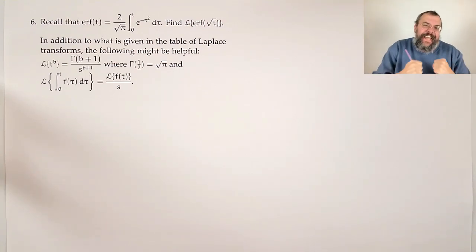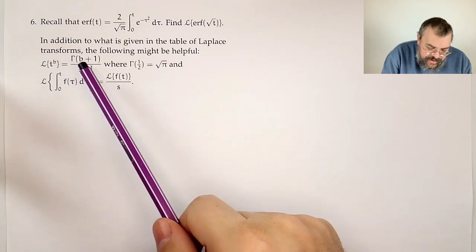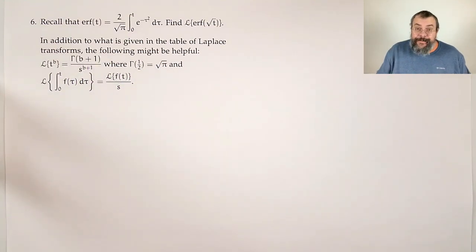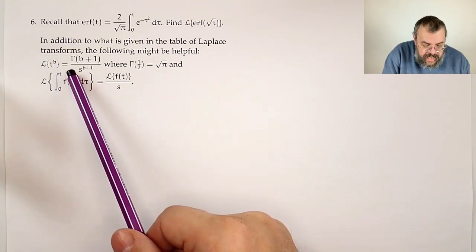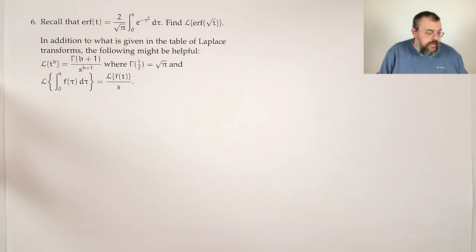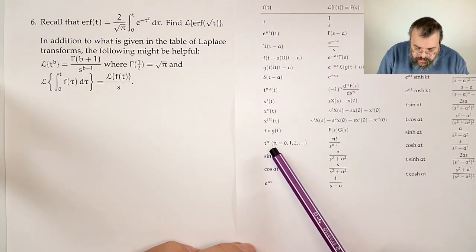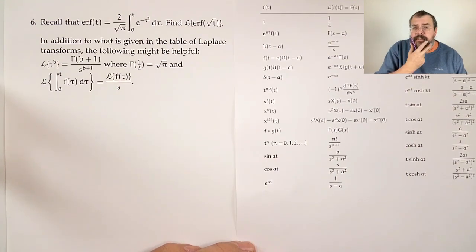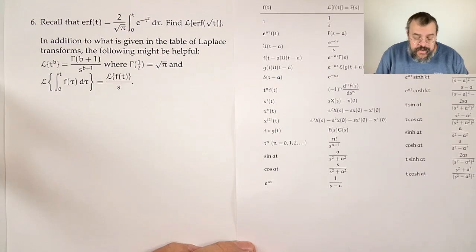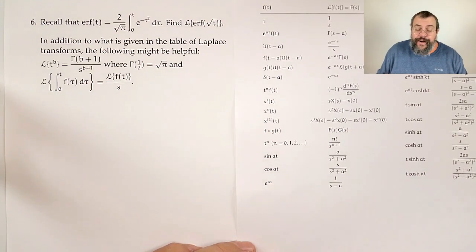Wow. Okay. Now, it says, in addition to what is given in the table of Laplace transforms, the following might be helpful. I suspect that when they say the following might be helpful, it probably is going to be helpful. It says, if you have a Laplace transform of t to the b, that's gamma of b plus 1 over s to the power b plus 1. Now you might say, wait, that's not on our table? Well, the table has t to the n, where n is a whole number. Suspicious. Even more suspicious, they tell us gamma of a half is square root of pi.